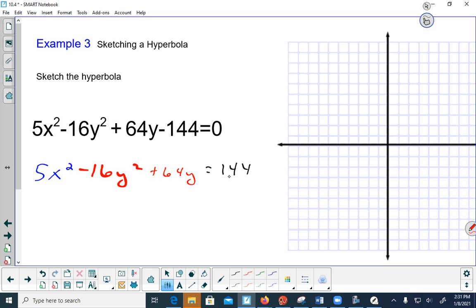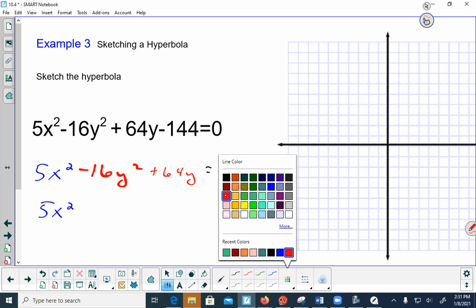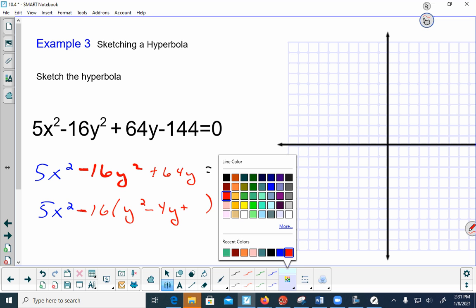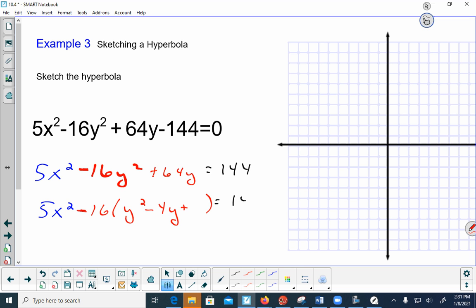The 5x squared, I do not have a linear term, so I cannot complete the square, so I'm just going to leave it as 5x squared. Then the negative 16y squared, whatever my coefficient of the y squared is, that's what I have to factor out. So I factor out a negative 16, and I'm left with y squared. And because I'm factoring out a negative sign, this positive sign is going to change. It's going to become minus. And then this is 4y. I'm going to put a plus and add some number there. And this is still equal to 144.